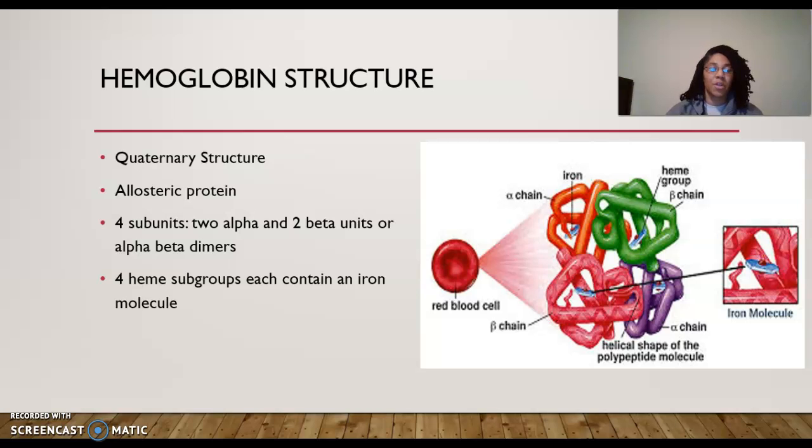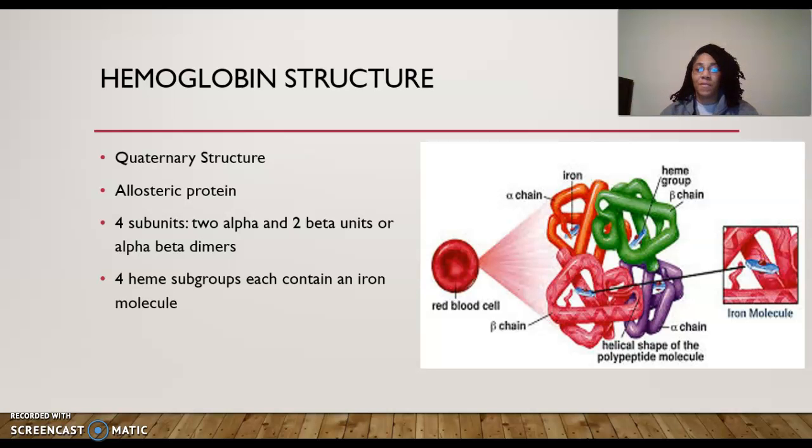So hemoglobin has a quaternary structure. It is an allosteric protein, which means that the shape changes when it binds to a particular molecule. It has four subunits, two alpha units and two beta units, which can be called alpha beta dimers. So it has four heme subgroups, each containing an iron molecule.